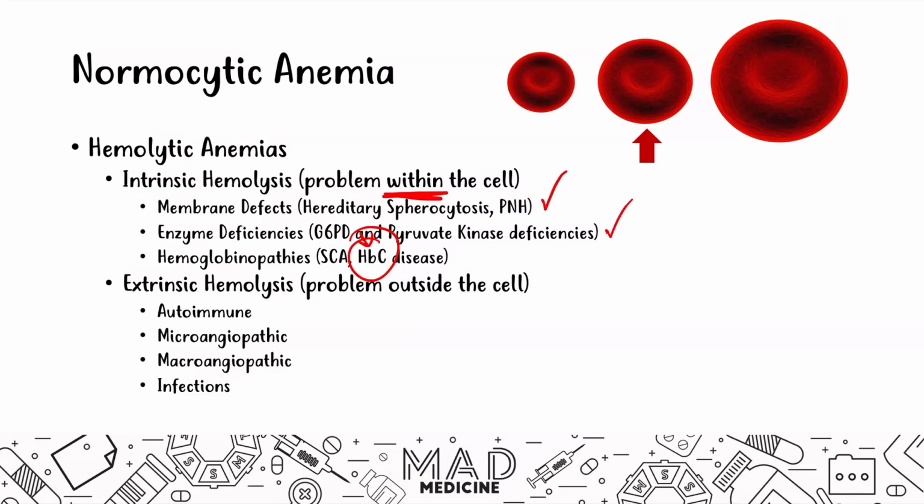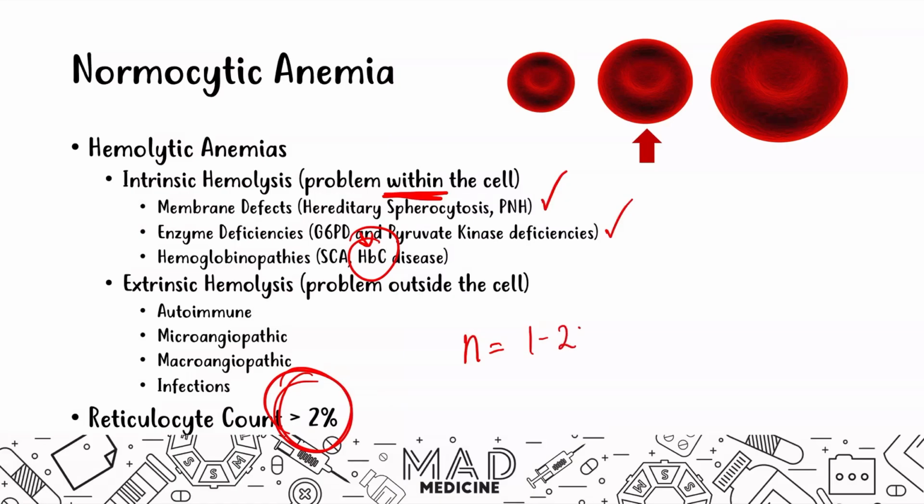One thing to understand when it comes to hemolytic anemias is that your body is going to be upregulating the production of red blood cells because you are losing red blood cells, and in that upregulation of red blood cell production, you are going to release immature red blood cells called reticulocytes, and your reticulocyte count is going to be greater than 2%. Normally, it is going to be 1 to 2%, but in this case, it is going to be high.